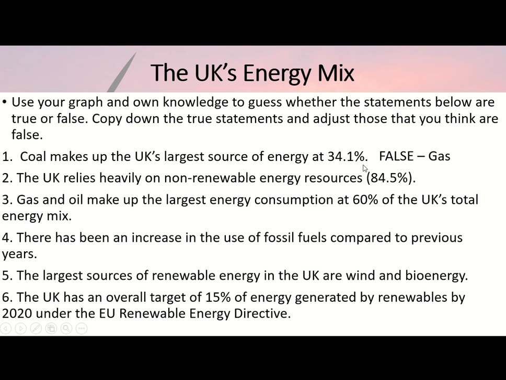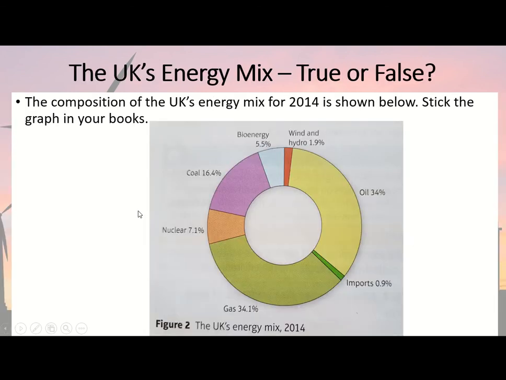So now I can annotate my graph by saying gas makes up the UK's largest source of energy at 34.1%. So on my graph here, I'm going to put a little line around it at the space in my book, and I'm going to say gas makes up the largest at 34.1% in 2014. So I'm basically giving you the annotations, but it's not as easy as just writing them down.